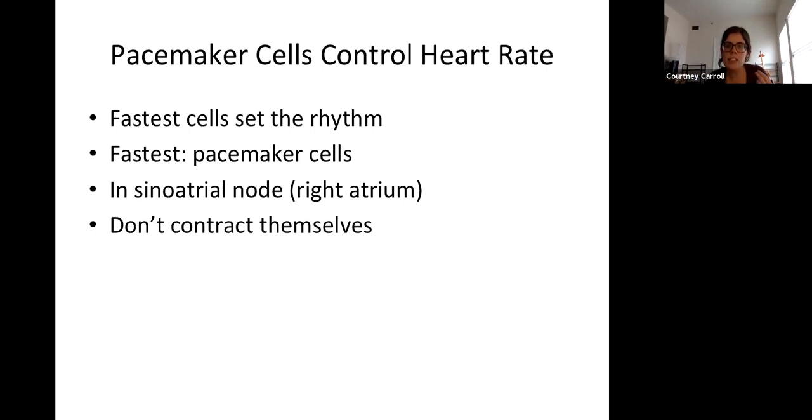And the fastest cells in our heart are the ones that will set the rhythm for the whole heart because they will fire first. And these are pacemaker cells specifically located in an area of our heart called the SA node, or the sinoatrial node, which is in our right atrium. Again, pacemaker cells don't contract themselves, but they set the rhythm.